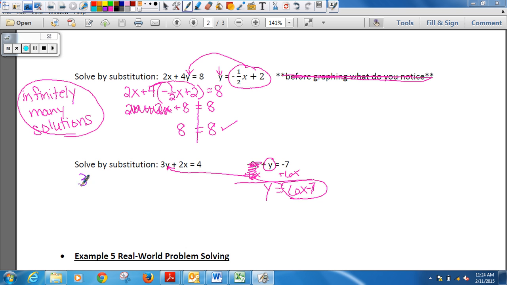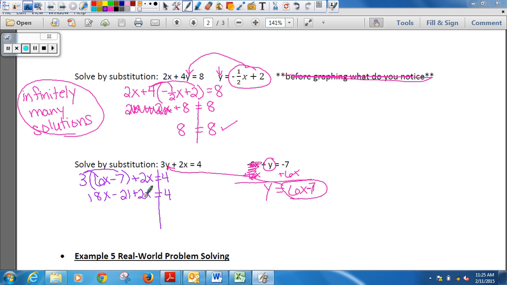I have the coefficient of 3. Y I now know is equal to 6x minus 7 plus, and everything else stays the same, 2x equals 4. One equation, one variable, I need to solve it for that variable. I use my distributive property, 18x minus 21 plus 2x equals 4.